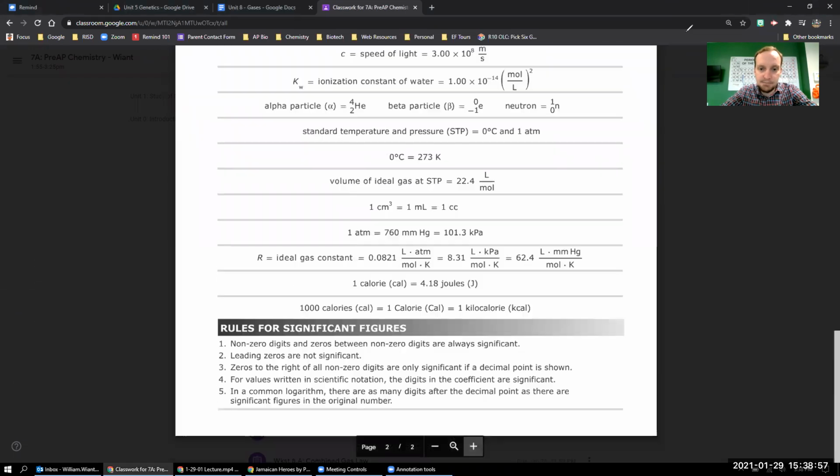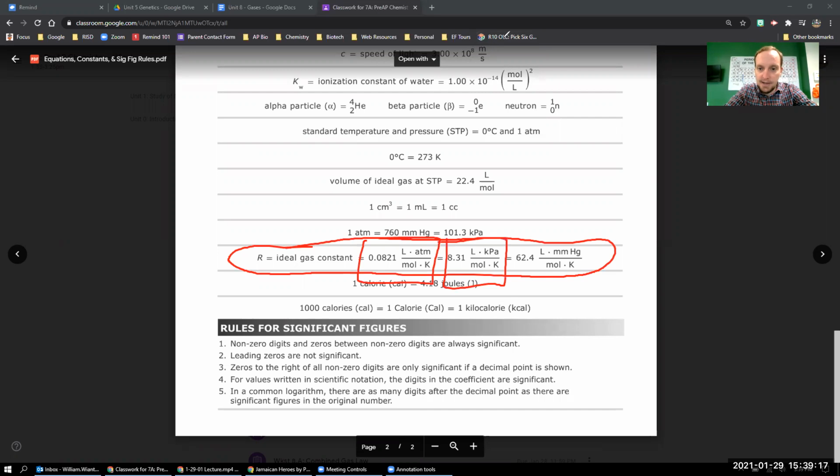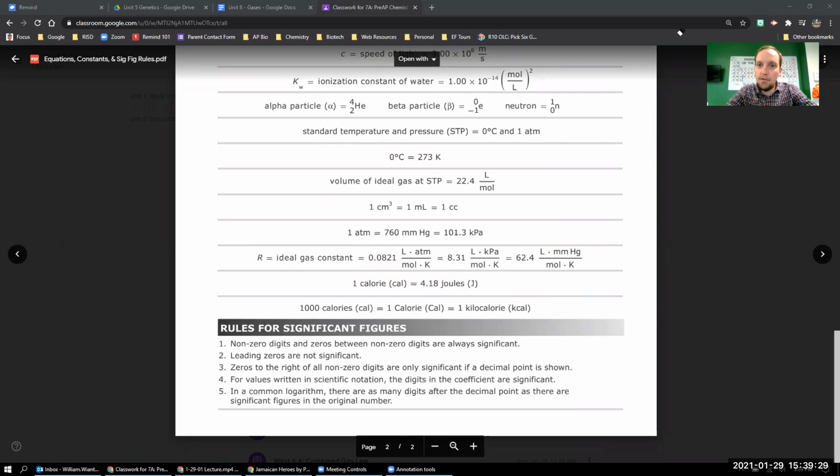If I go on to the next page, what I want to draw your attention to is right here. We have our R values, or the ideal gas constant. That's kind of hard to say. So again, here's one for your atm, here's one for your kilopascals, and one for your millimeters of mercury. So those are your three R values. They are provided for you. You always have them. As always, you do not need to memorize them. All right, all that being said, let's go ahead and get into some practice.